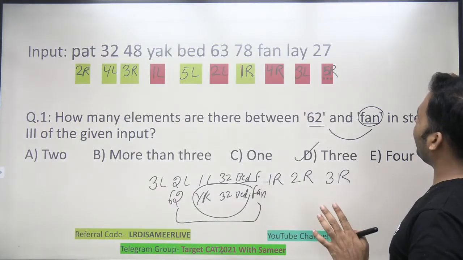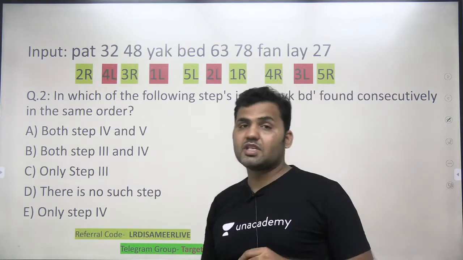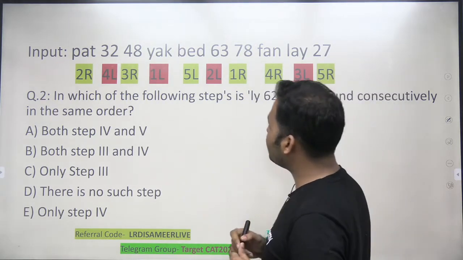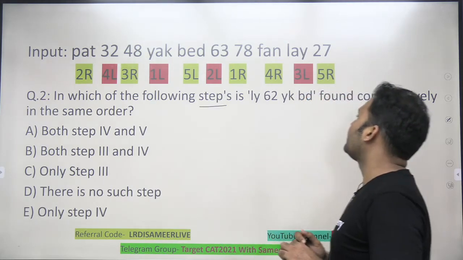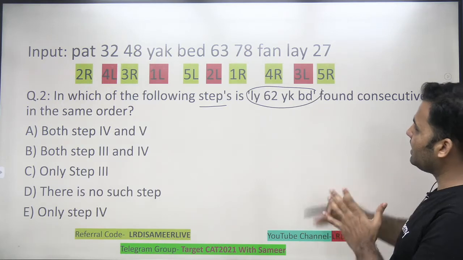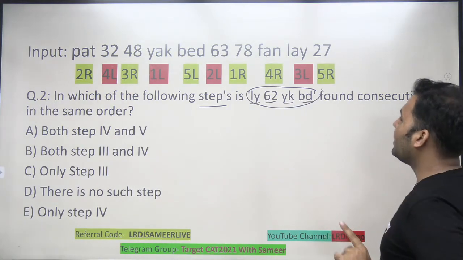And I have discussed already with you the approach of ranking. And you see that with this ranking, the question will become very easy. Now, in the second question, it is asking me, in which of the following steps are these words found consecutively in the same order. That means I'm looking for the step where all these elements are arranged together.